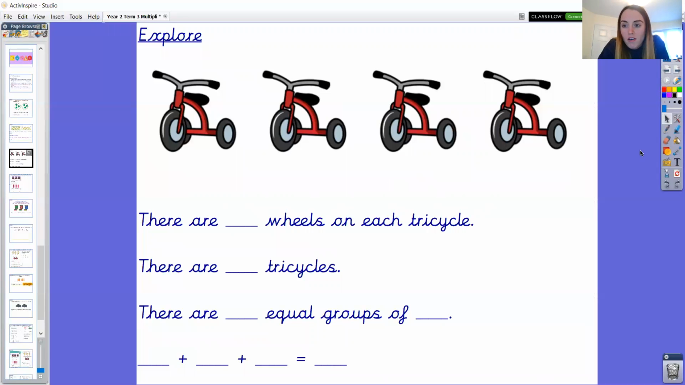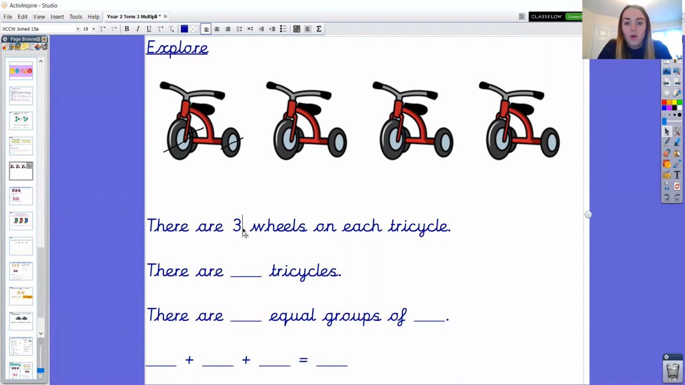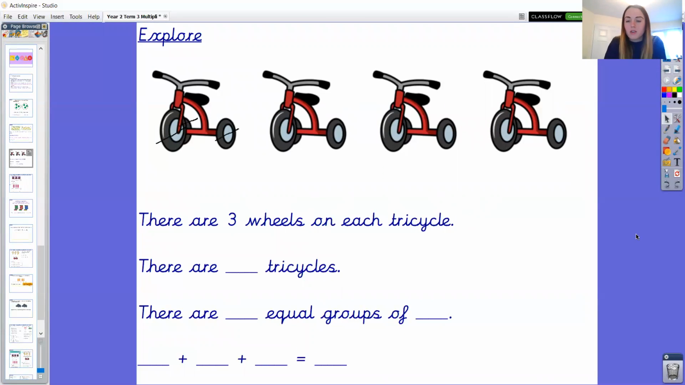There are wheels on each tricycle. How many wheels can you see on each tricycle? 1, 2, 3. Fantastic. There are 3 wheels on each tricycle. Can you repeat that STEM sentence?